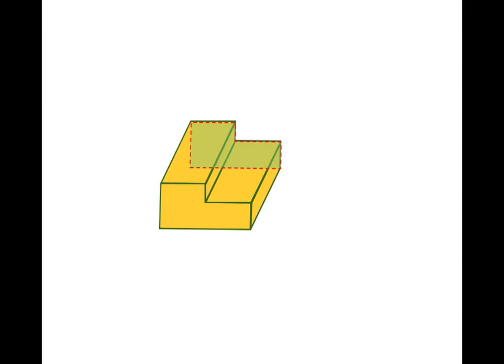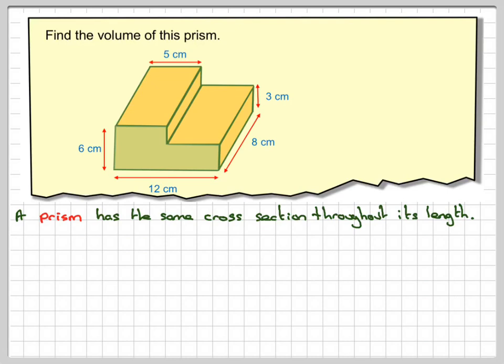The simplest prism is the cuboid, or a cube is also a prism. You can have triangular prisms and prisms made of other shapes. A cylinder will also be a prism. What would not be a prism would be a cone, because the circle shape would change. So this shape here is a prism, because it has the same cross-sectional area.